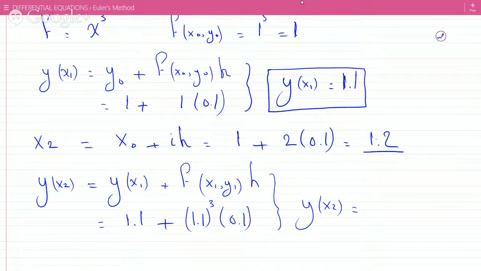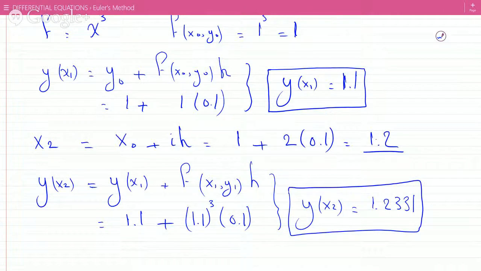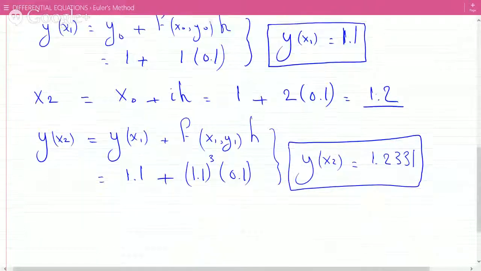So we got 1.1 cubed. So 1.2331. Okay? And now we can keep on going.